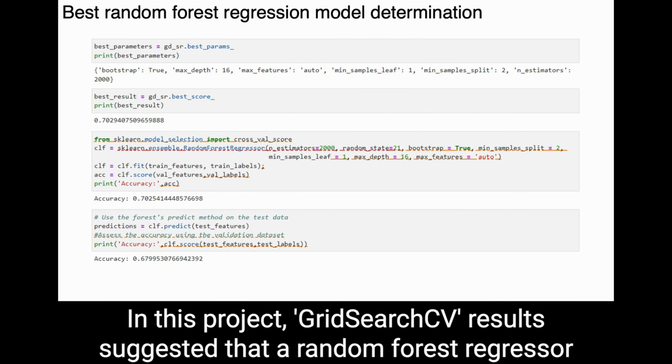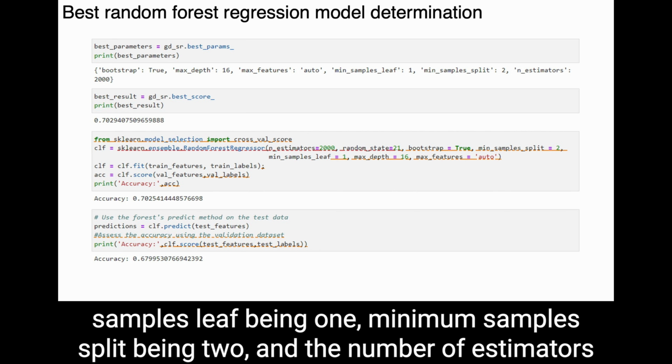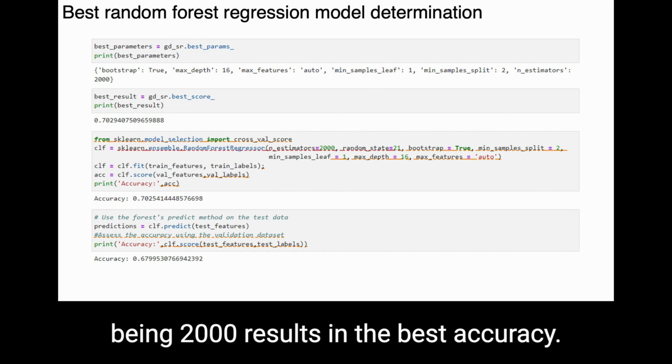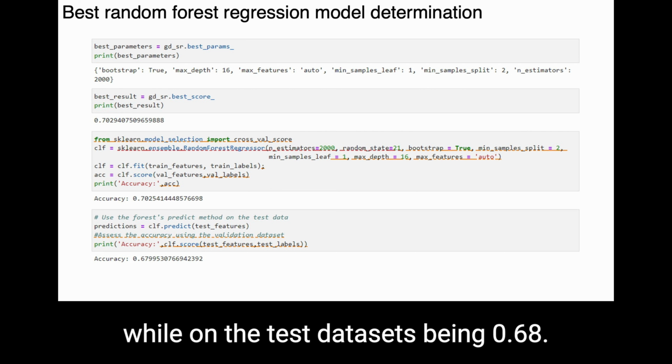In this project, grid search CV results suggest that a random forest regressor with bootstrap, maximum depth being 16, maximum features being auto, minimum samples leaf being 1, minimum samples split being 2, and the number of estimators being 2,000, results in the best accuracy. The accuracies on the training datasets and on the validation datasets are both 0.7, while on the test datasets being 0.68.